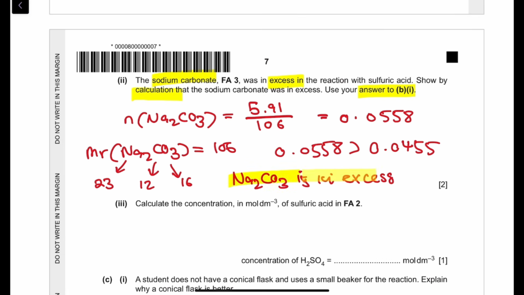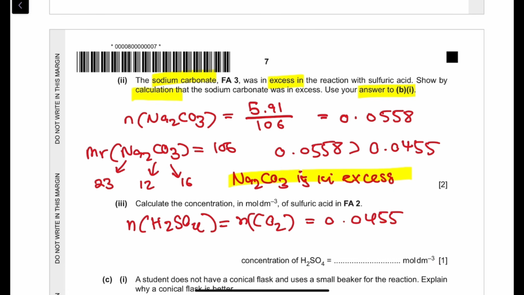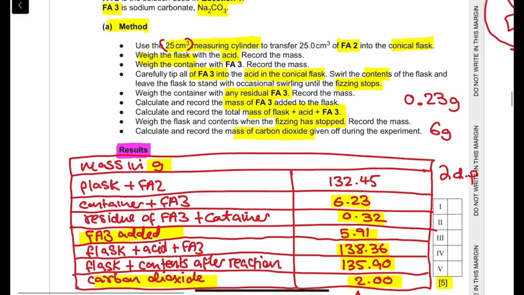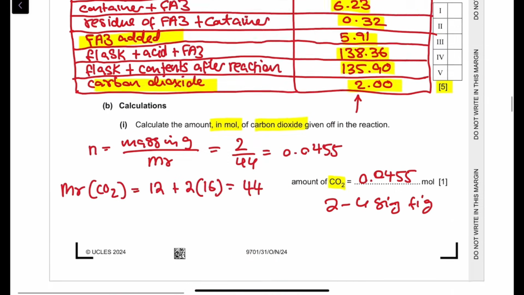Now, since our sodium carbonate is in excess, our moles of sulfuric acid is actually going to be equivalent to our moles of CO2. Therefore, the moles of sulfuric acid are equal to 0.0455. Now, at the start, we used 25 centimeters cubed of sulfuric acid.